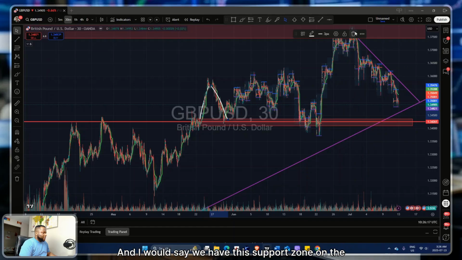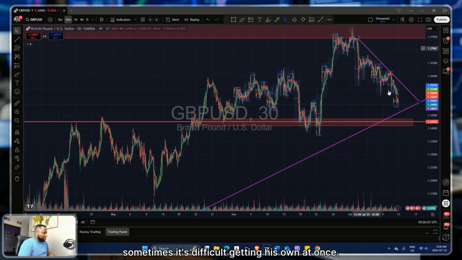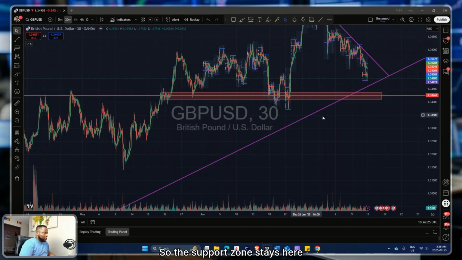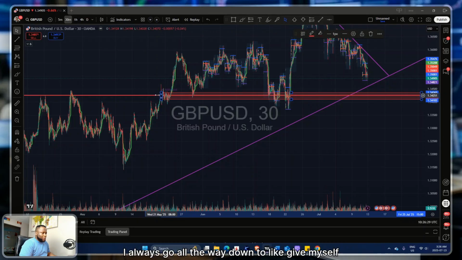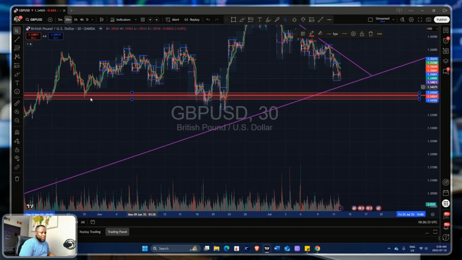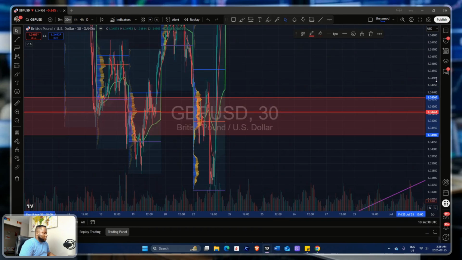I would say we have this support zone on the 30 minutes. Sorry there, sometimes it's difficult getting things all at once. So the support zone stays here, 142.23. I always go all the way down so I give myself some room. And also it has a little bit of conjunction here for the volume profile.